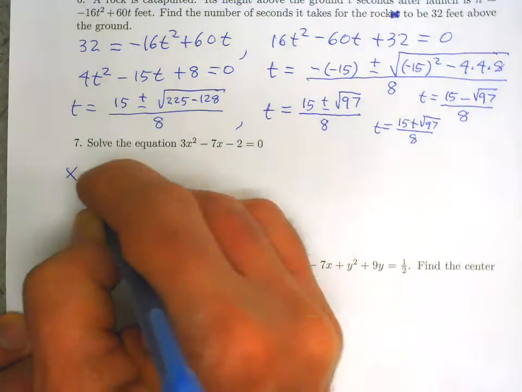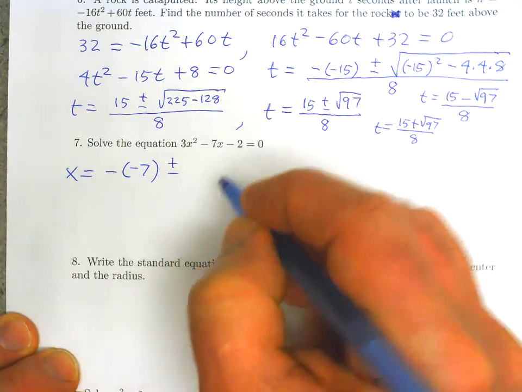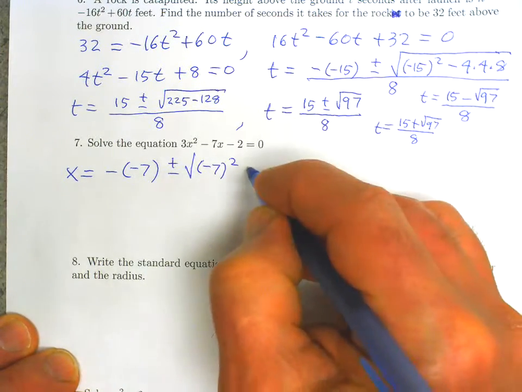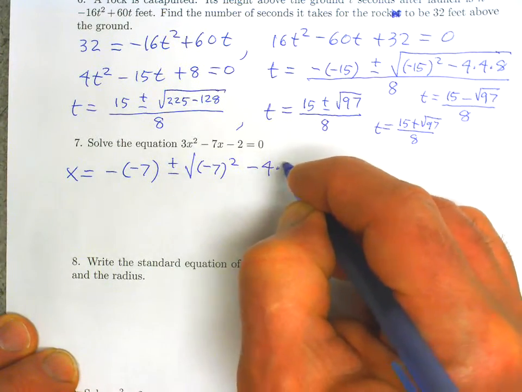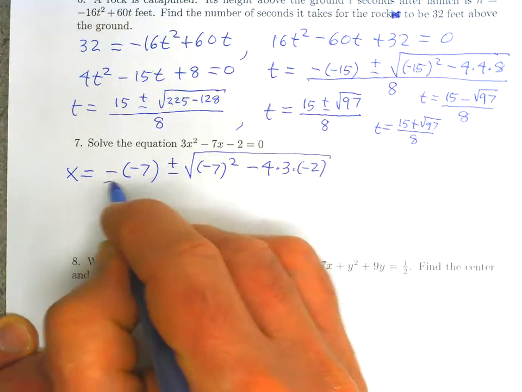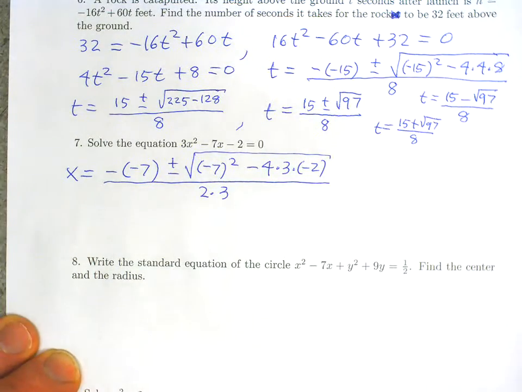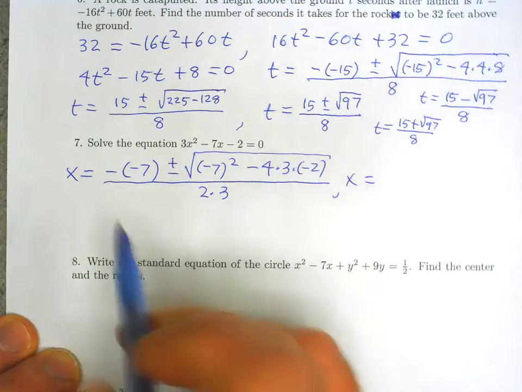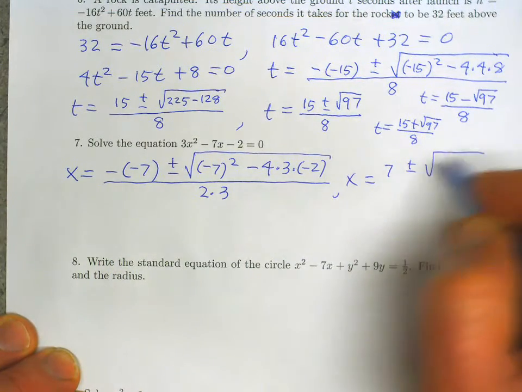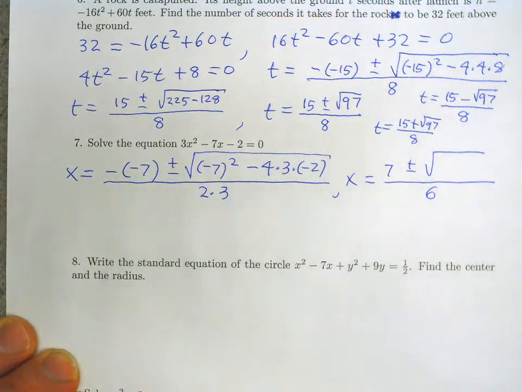Okay, so x is the negative of negative 7 plus and minus the square root of the number negative 7 squared minus 4 times 3 times negative 2, all divided by 2 times 3. The negative of negative 7 is 7, and then plus and minus the square root of a number, all divided by 6, because 2 times 3 is 6.